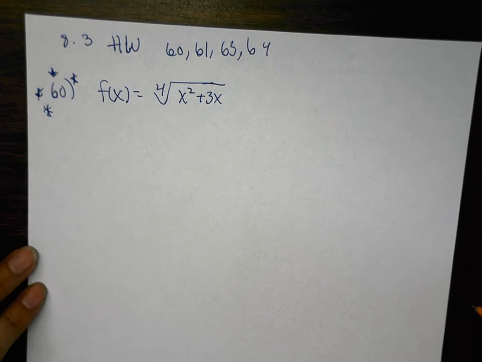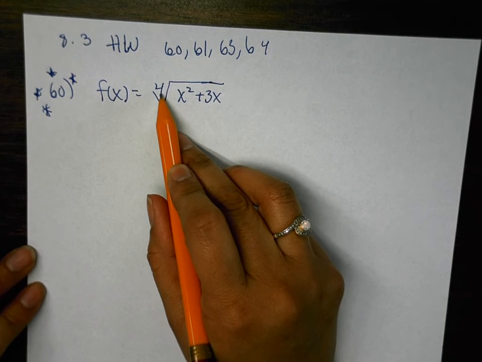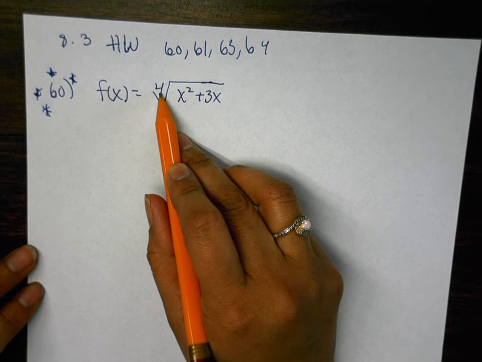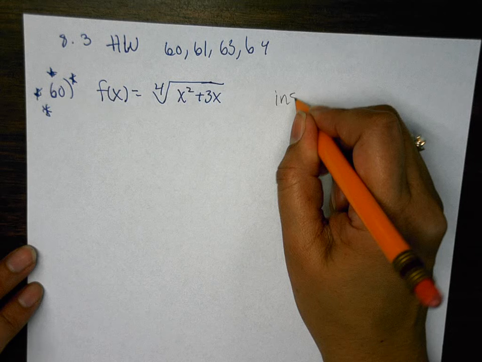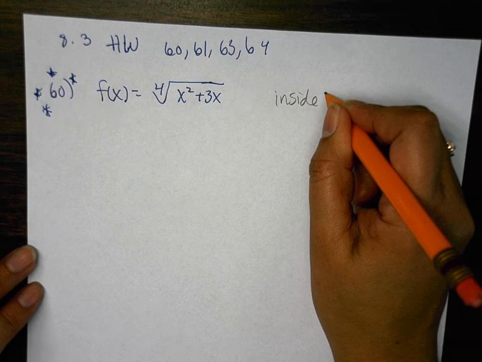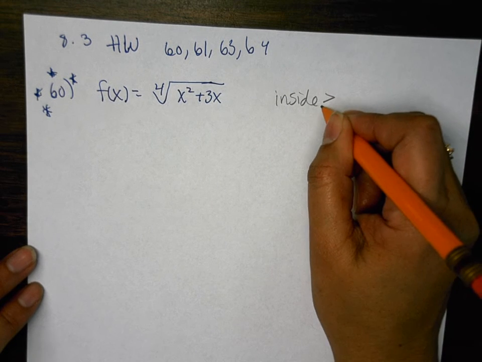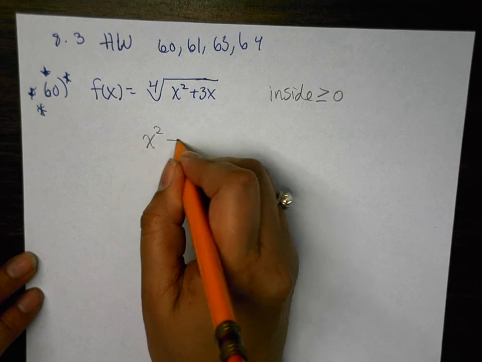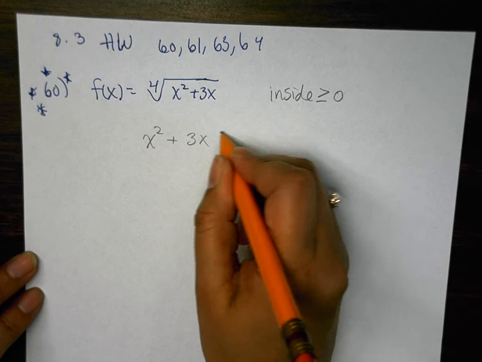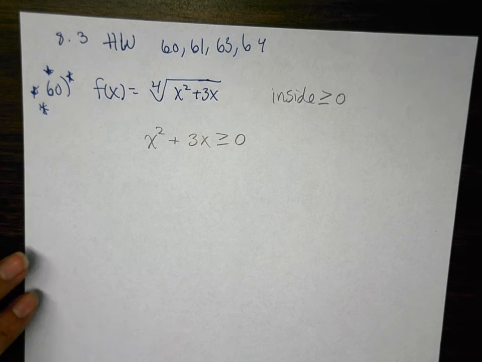Yes. Okay. First off, is that an even index or odd? Even. An even, is there restrictions? Yes. And what's the restriction? The inside has to be positive, which means greater than or equal to 0. Okay. So x squared plus 3x is greater than or equal to 0.